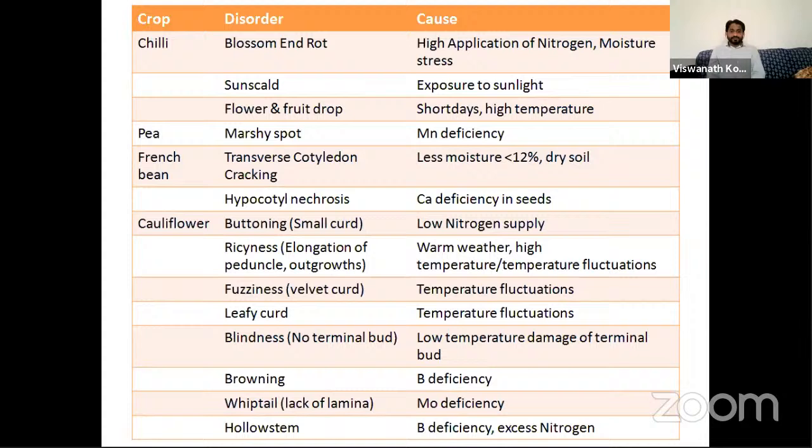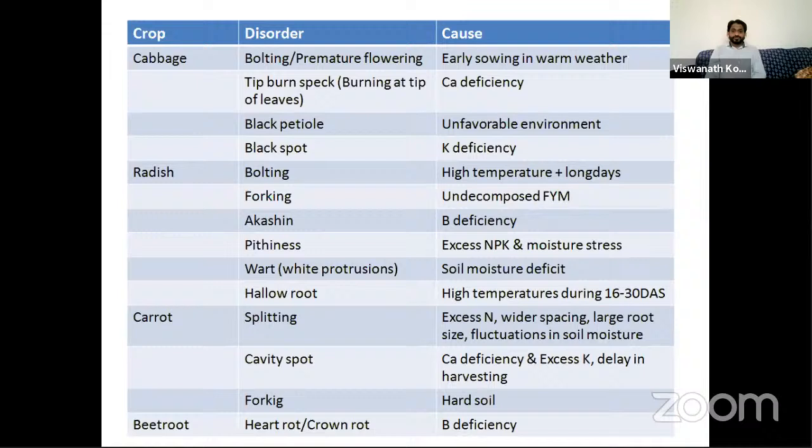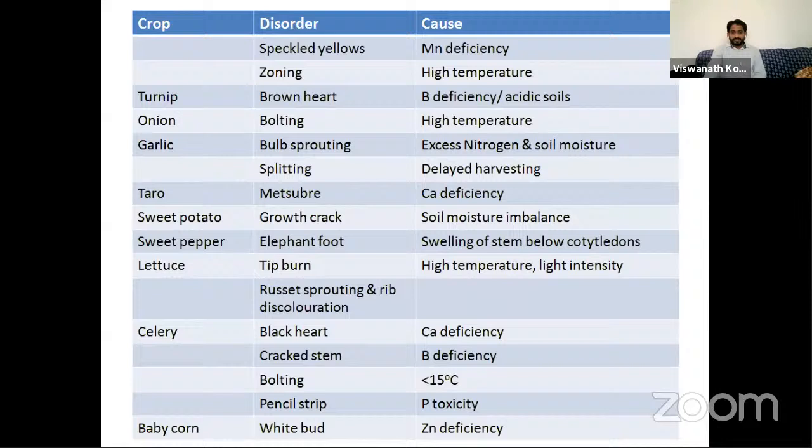In cauliflower, we have a lot of disorders: buttoning, riciness, fuzziness. Then cabbage, radish. The pithiness in radish is due to excess NPK and partly due to boron deficiency. In carrot, cavity spot is due to calcium deficiency. Cavity spot, calcium deficiency, that we can easily remember. And in beetroot, boron deficiency causes heart rot. Then turnip, onion. So you can read these tables.